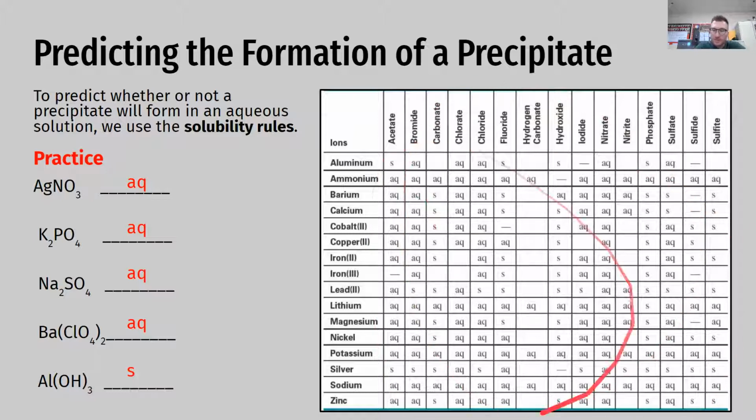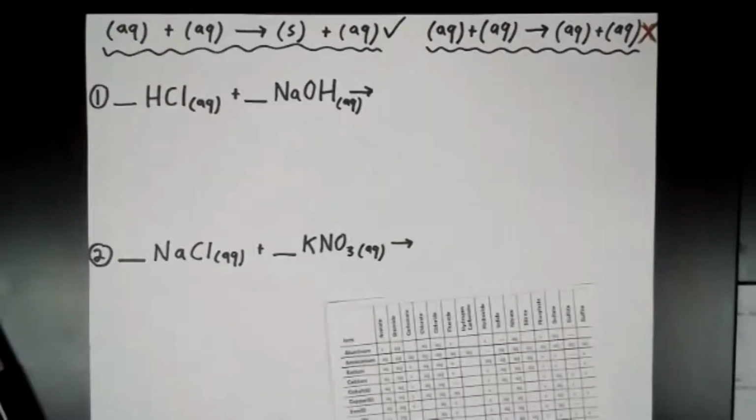So we will use this to predict those products and identify if a reaction does or does not take place. So let's go into some examples. These examples are in your packet, on page 13. I'm going to show you guys a couple of those examples just so you can see how they work, and then hopefully you'll be able to try some of them on your own.